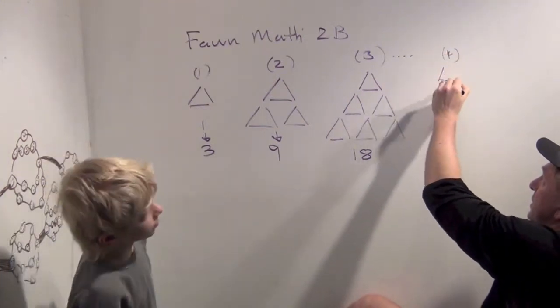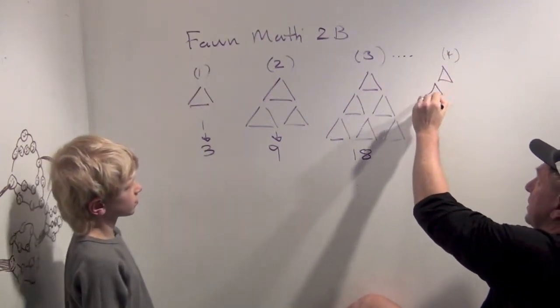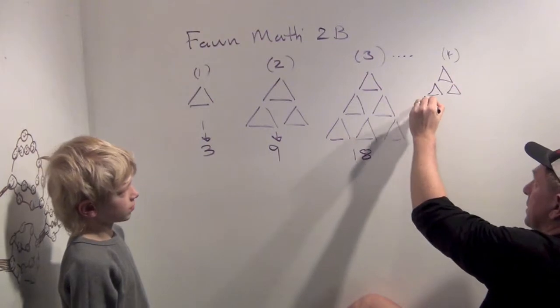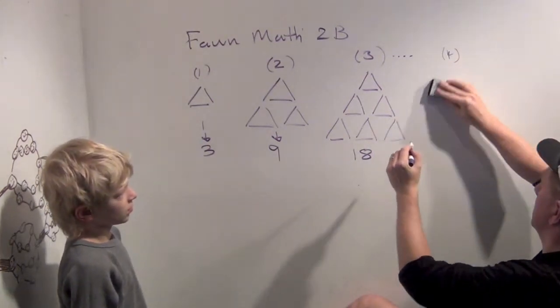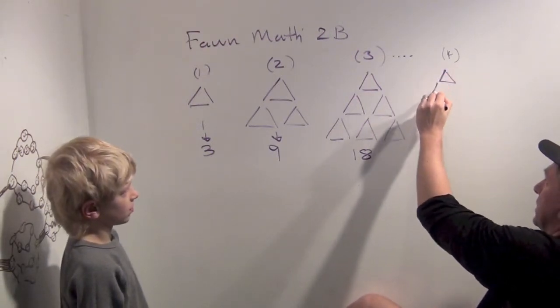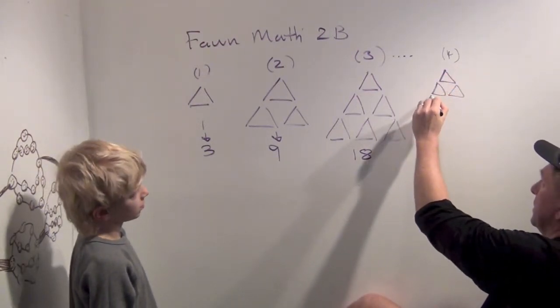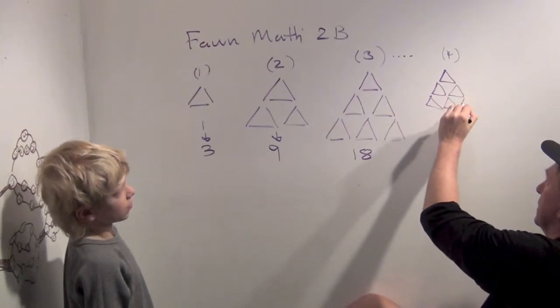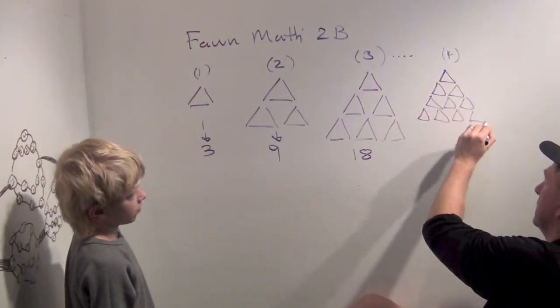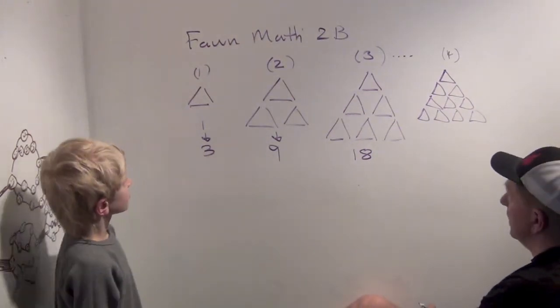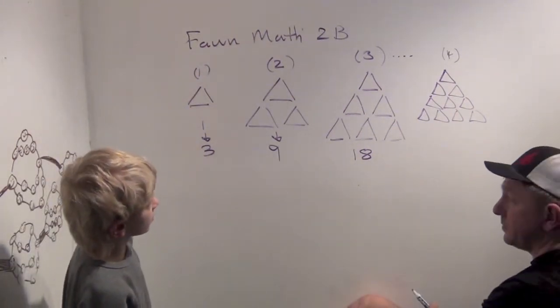So it's going to go like this. Sorry, I got off a little bit. There we go. Okay. How many toothpicks are going to be in this one?